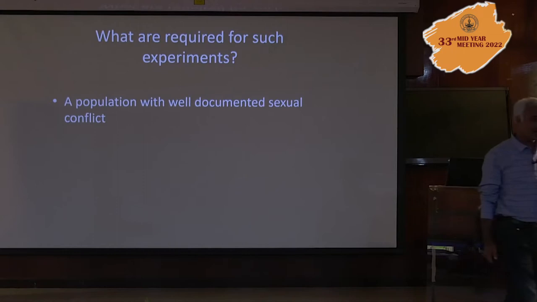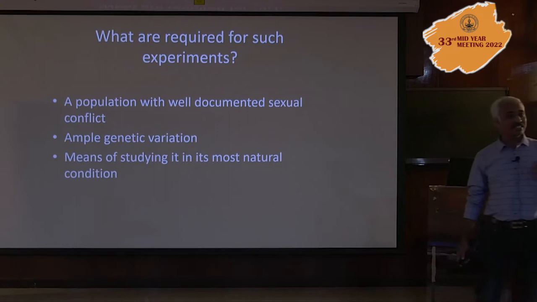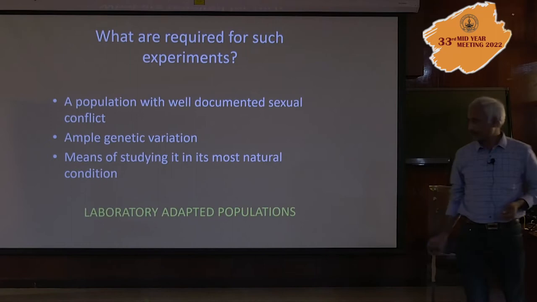You need a population that has a history of sexual conflict. You should have ample additive genetic variation for the traits to evolve. You should also be able to measure the characters in an environment that is most meaningful to those populations, right? So we use laboratory adapted populations, and we do laboratory studies on such things.